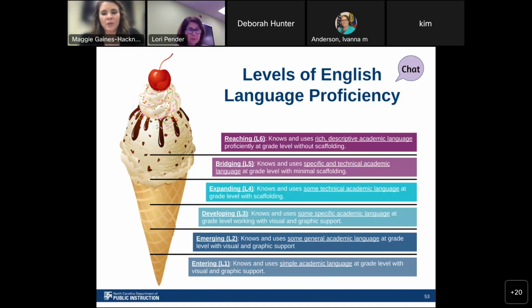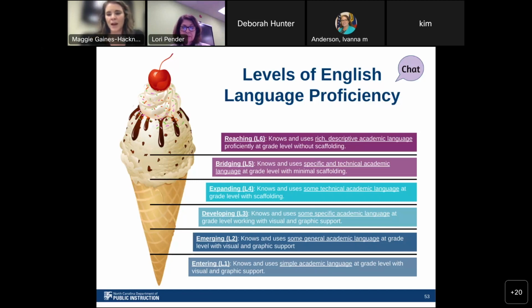So I want you to think of a specific multilingual learner within your classroom. Consider their level of English language proficiency and reflect on how co-teaching would benefit that student within your classroom. How would it help his or her language development as well as their academic growth in their content specific areas? If you could, think about that student and add one idea to the chat box.